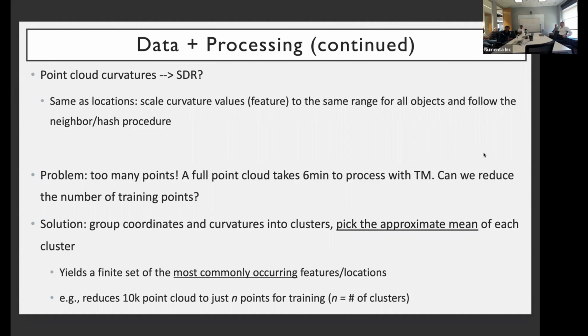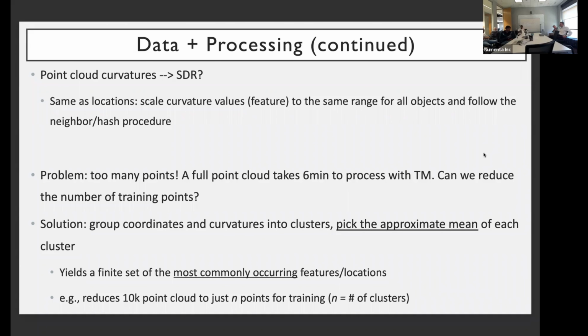A full point cloud, maybe like 10,000 points, takes about 6 minutes just to process with a single sheet of temporal memory. So the whole idea here is, can we reduce the number of training points that we have? One very quick and dirty solution is to group the coordinates and the curvature into some kind of clusters, and I pick basically the approximate mean of every single cluster. In other words, I'm yielding a finite set of the most commonly occurring features and locations, and I would only use those points to train.